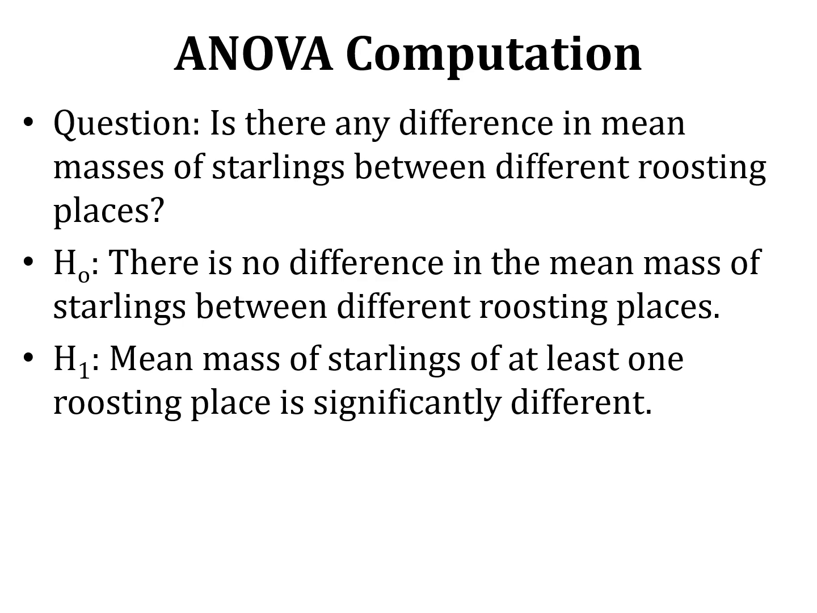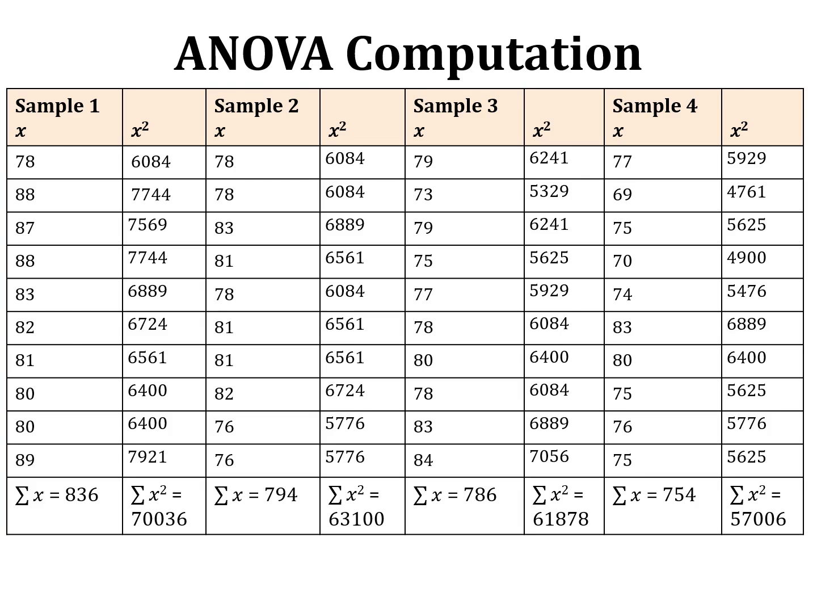In the null hypothesis, as usual, we're assuming that the mean differences are non-significant and their mean values are the same. The mean mass of starlings at all of these 4 locations is the same. But in the alternate hypothesis, we are not saying that all of these places have mean values different from each other. We are saying that the mean mass of starlings of at least one place is significantly different, right? So this is the alternate hypothesis that we have here. Alright, so let's start the analysis.